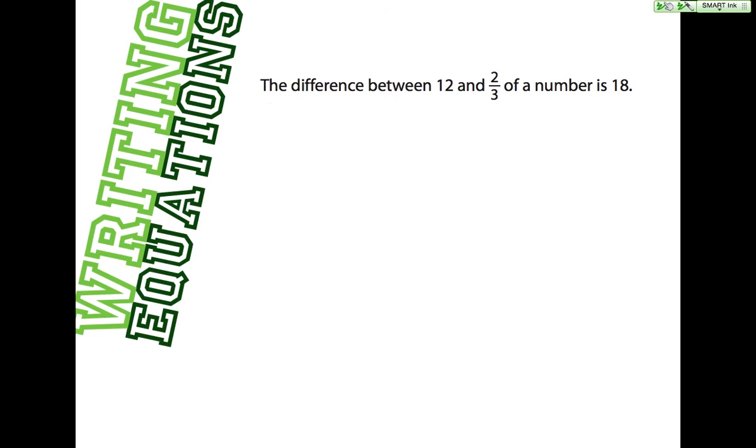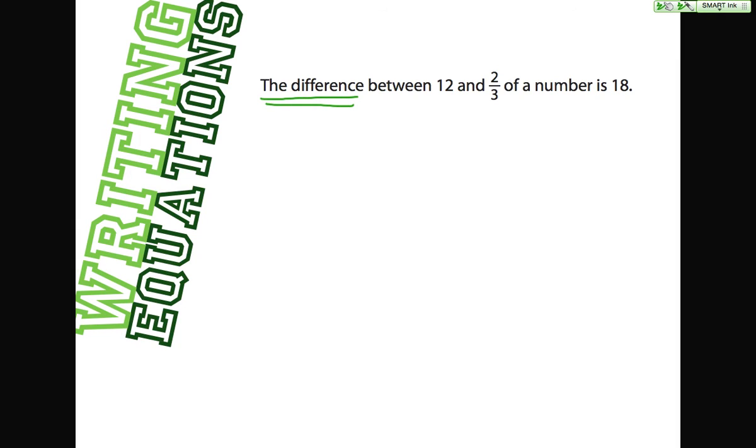Okay, let's get back to business. The difference. What's a difference in math? That means subtraction, right? So, the difference. It's going to be something minus something. What minus what? Well, it's the difference between 12 and 2. Oh, wait, it's not just 2/3. It's 2/3 of a number. How do we write 2/3 of a number?